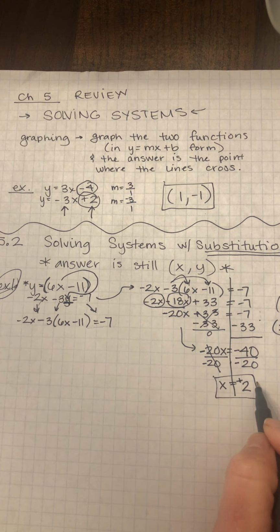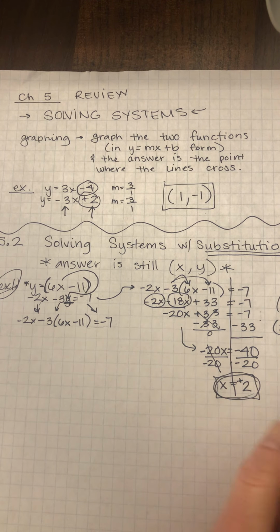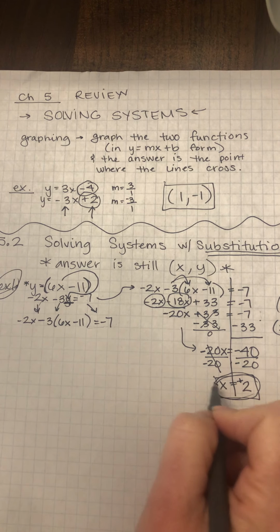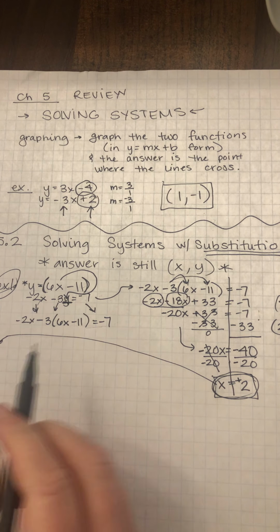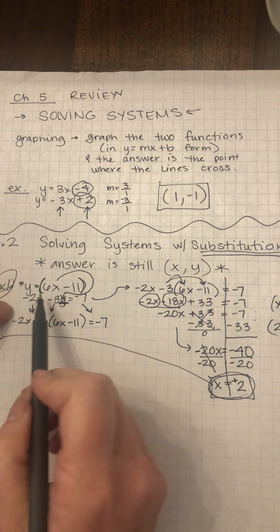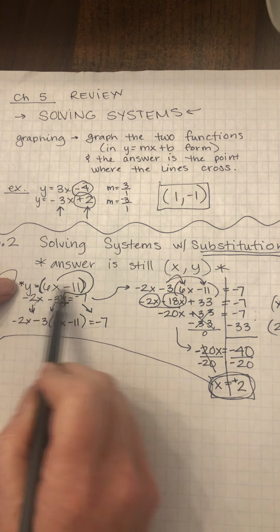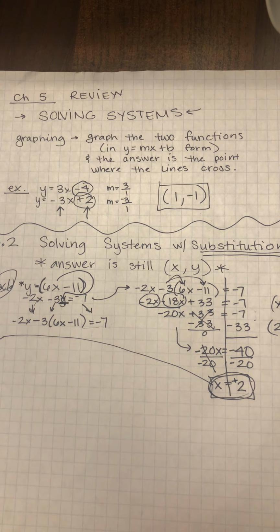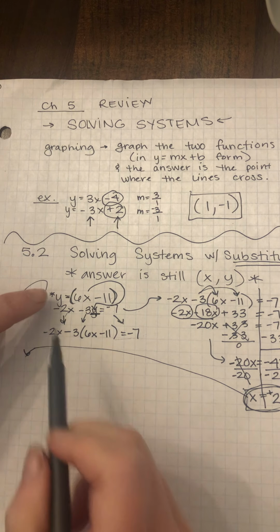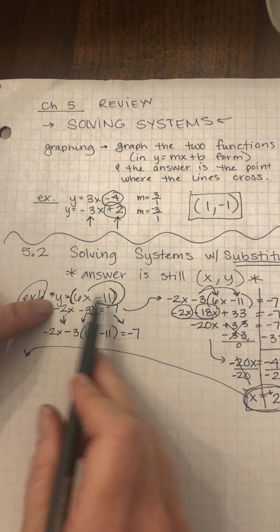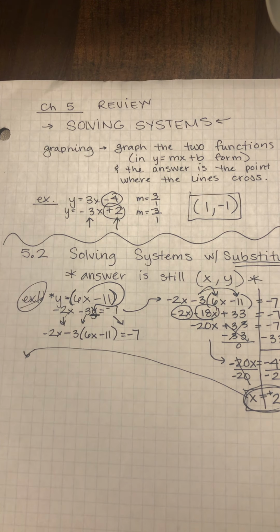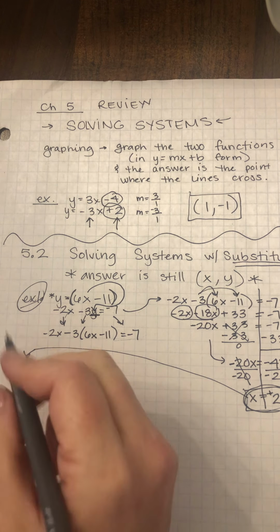So now I'm going to substitute this information in for my x. I used the second equation. Now I'm going to go back to the first equation. It doesn't matter which one you use. I just want the smallest one, and since y is already by itself, this one has less numbers to deal with. So I'm going to use the other one.